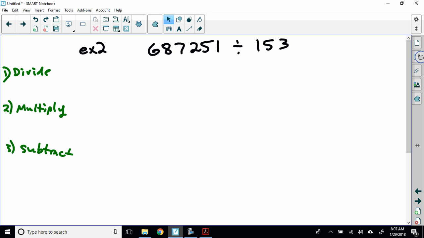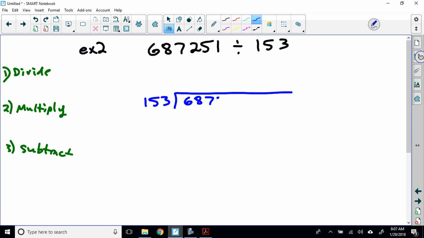So let's see, we want to see how many times 153 goes into 687,251. Now, as good as I am at math, I don't know how many times 153 goes into 687,251. I couldn't tell you. So I'm not going to look at the whole thing. I'm just going to look at part of it. And when we get to polynomial division, it's going to be the same thing. You're going to just look at part of it sometimes.